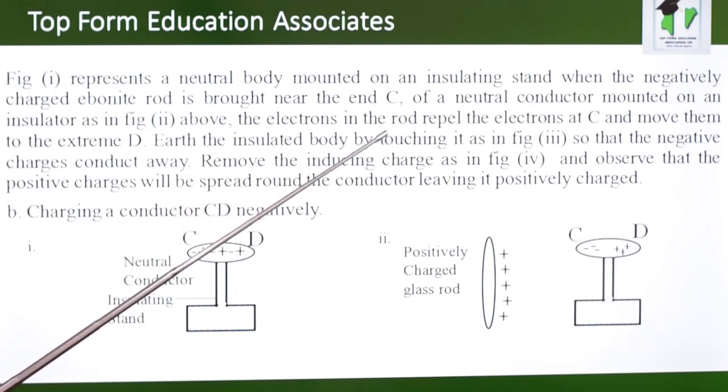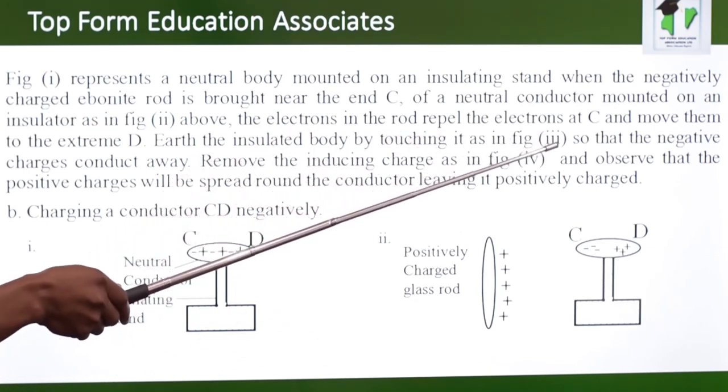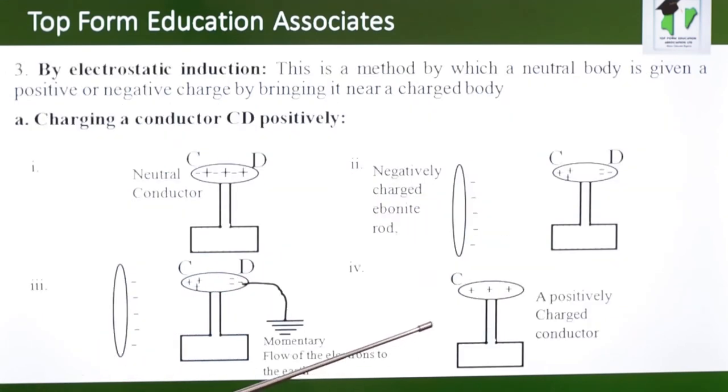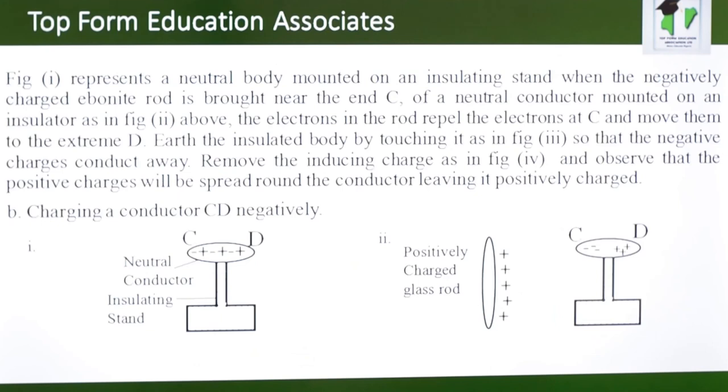The insulated body is touched, as in Fig. II, so that the negative charges conduct away. Remove the inducing charge, as in Fig. IV. It is now removed. This inducing charge, which is the ebonite rod here, is now removed. And observe that the positive charges will be spread around the conductor, leaving it positively charged. This is self-explanatory, because I've already explained it with the diagram before now.